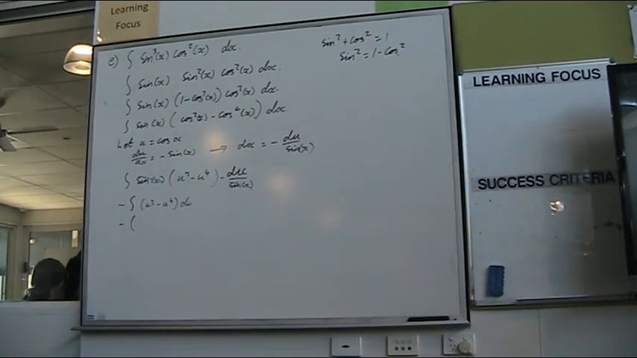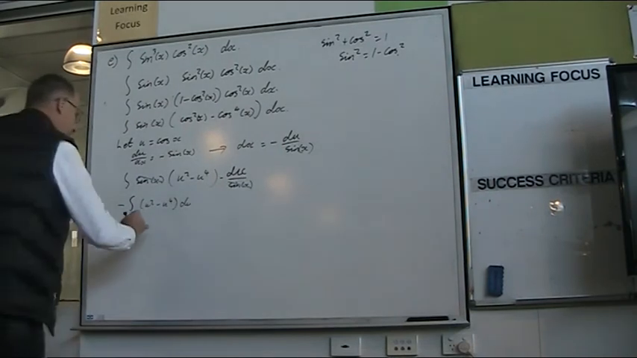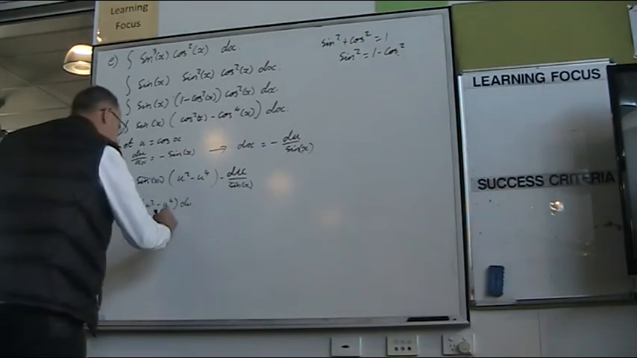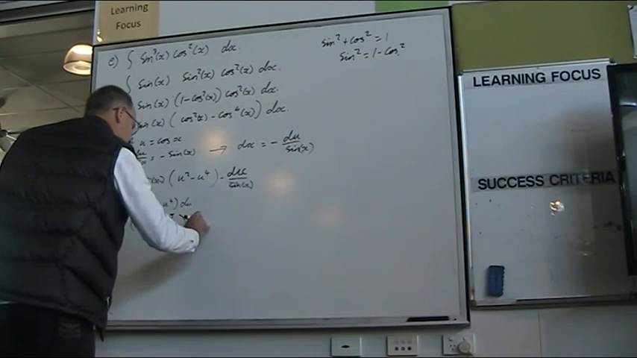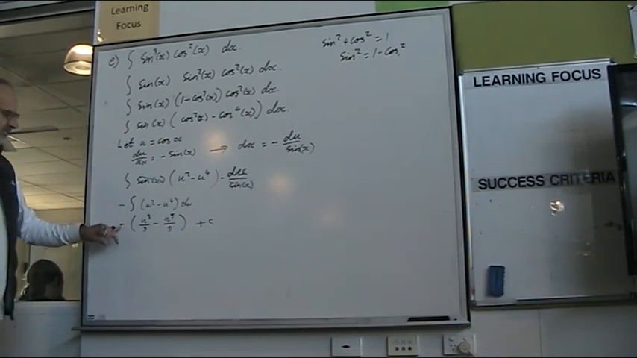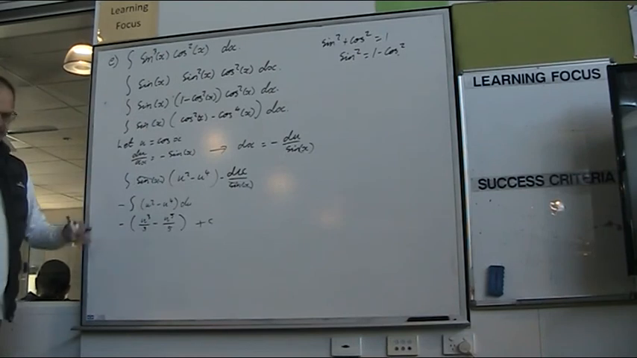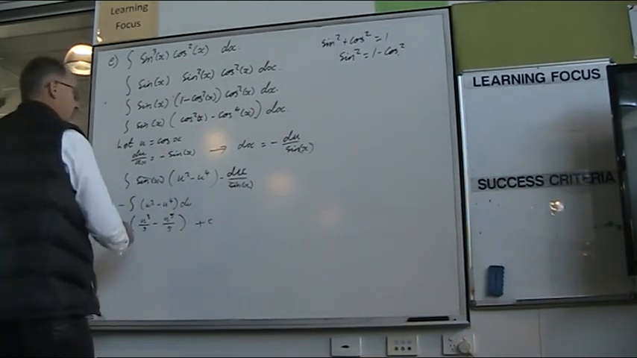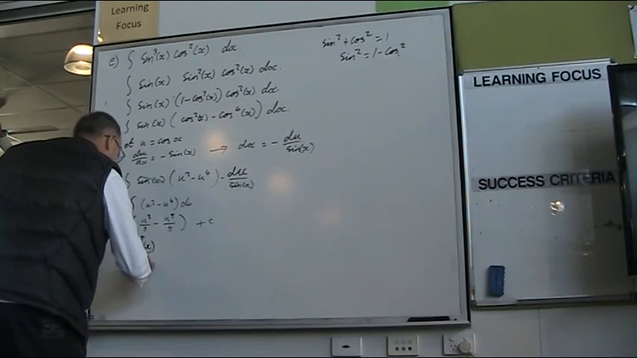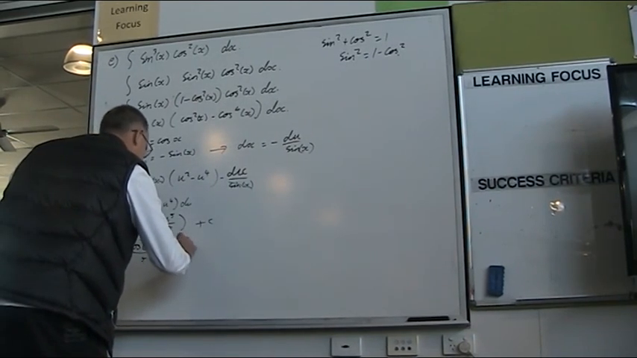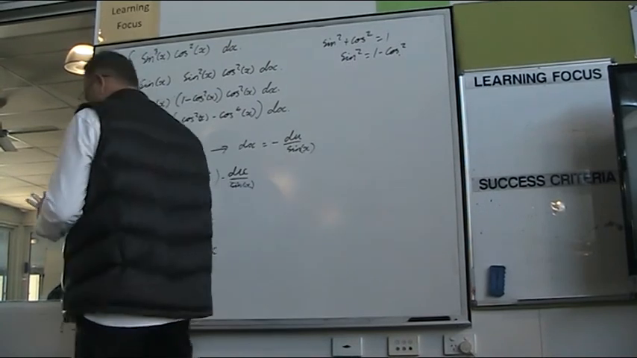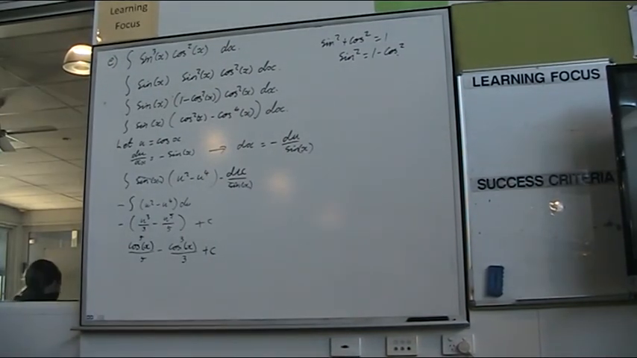U squared becomes u cubed on 3. U to the 4 becomes u to the 5 on 5, plus some constant. I'm going to multiply that negative in and substitute back at the same time, and when I do that, I've got cos x to the 5 on 5 minus cos cubed x on 3, plus some constant.